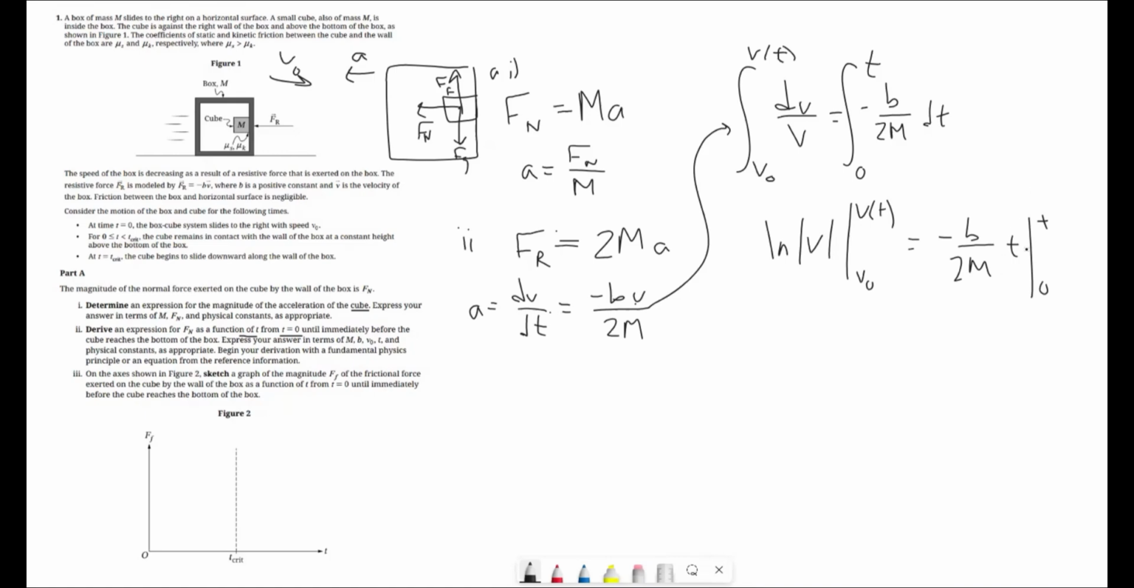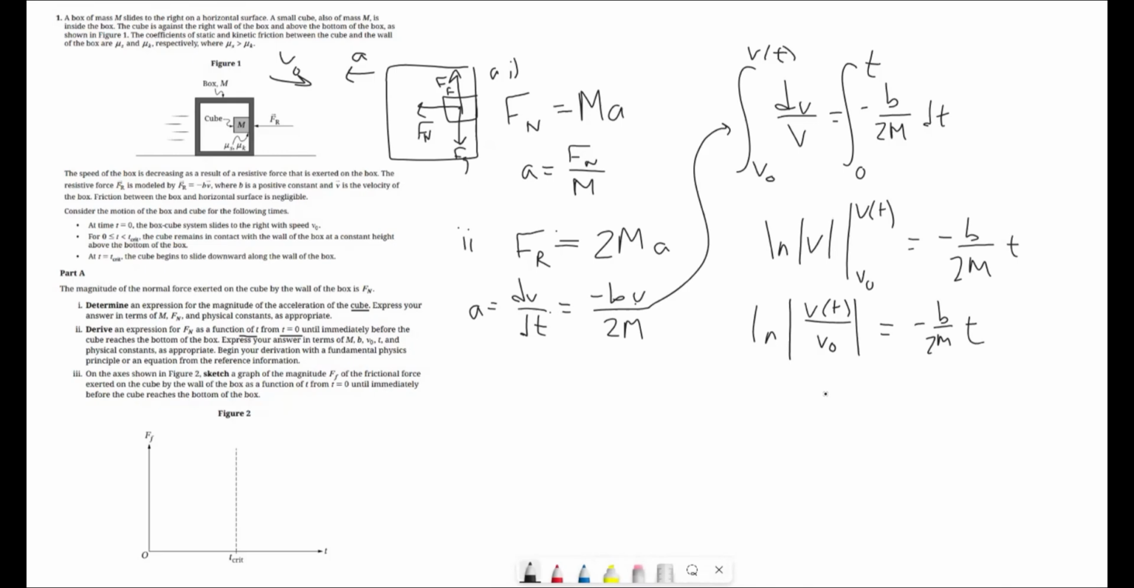We can recognize on the right side, plugging in 0 is going to get 0. Plugging in t, obviously, will get t. So it's just going to be that. On the left side, we'd have natural log of v of t minus natural log of v of 0. If we remember our logarithm rules, subtraction we can turn into division. So this is v of t over v sub 0 equals negative b over 2m t.